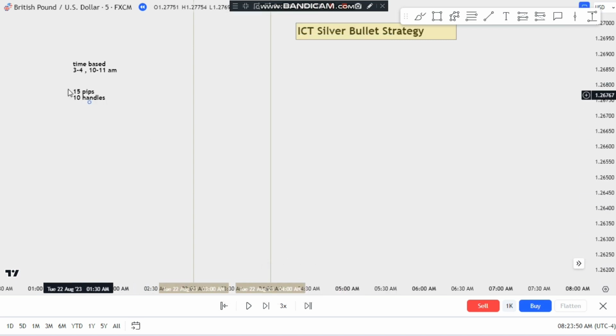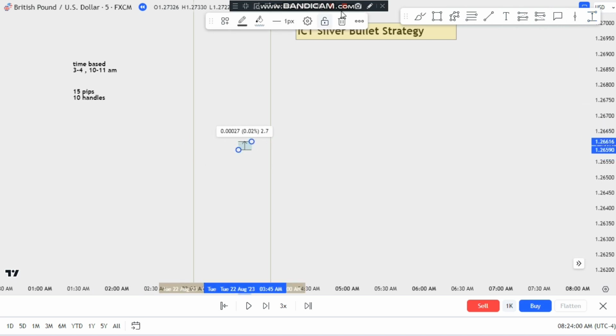Now what is 15 pips? So if you are trading this in Forex, you can use this price range to find the pips. Let's suppose you got an entry around here at this point, 1.26619. Then you should draw this line to the top.